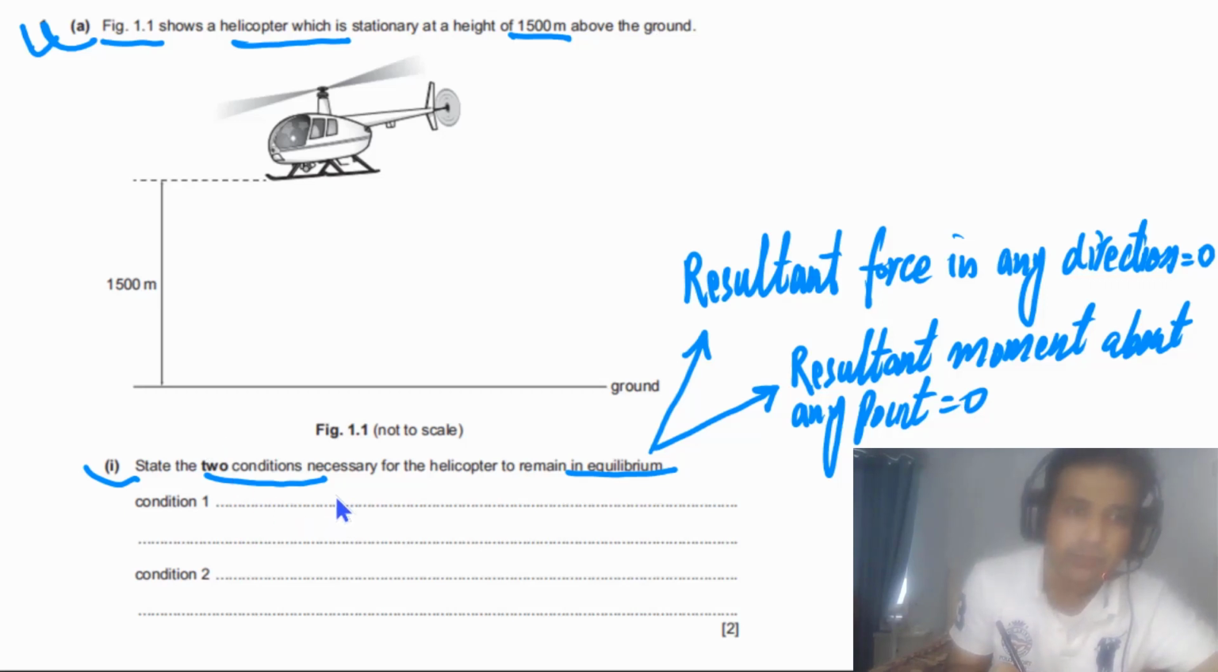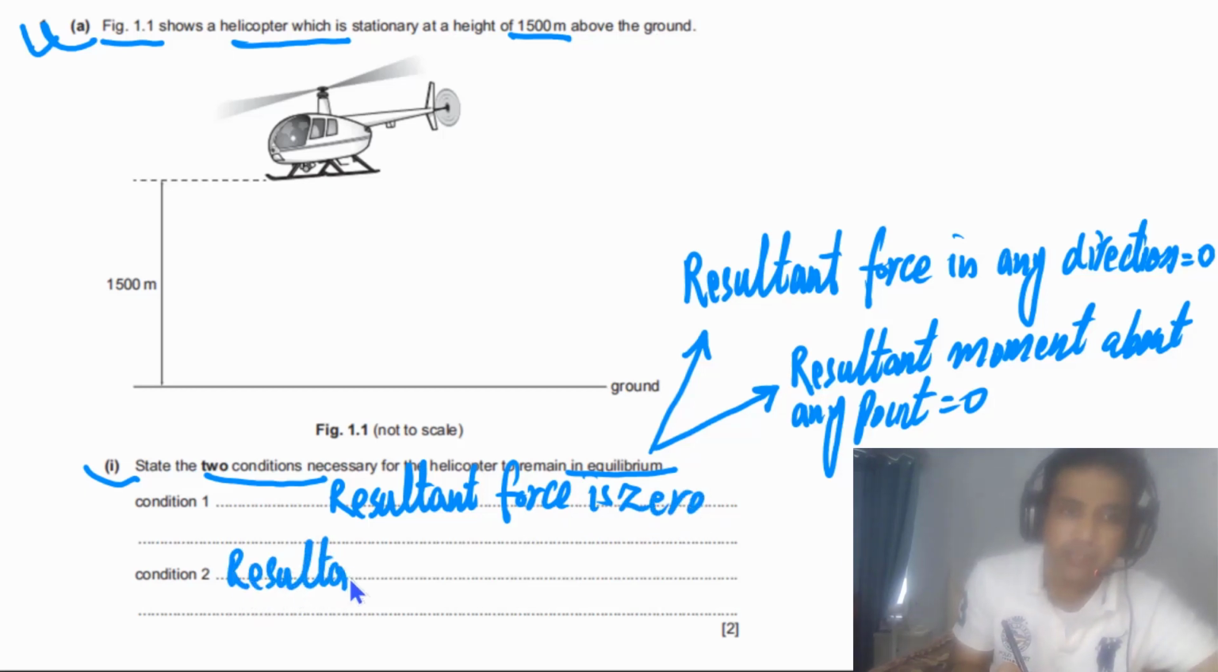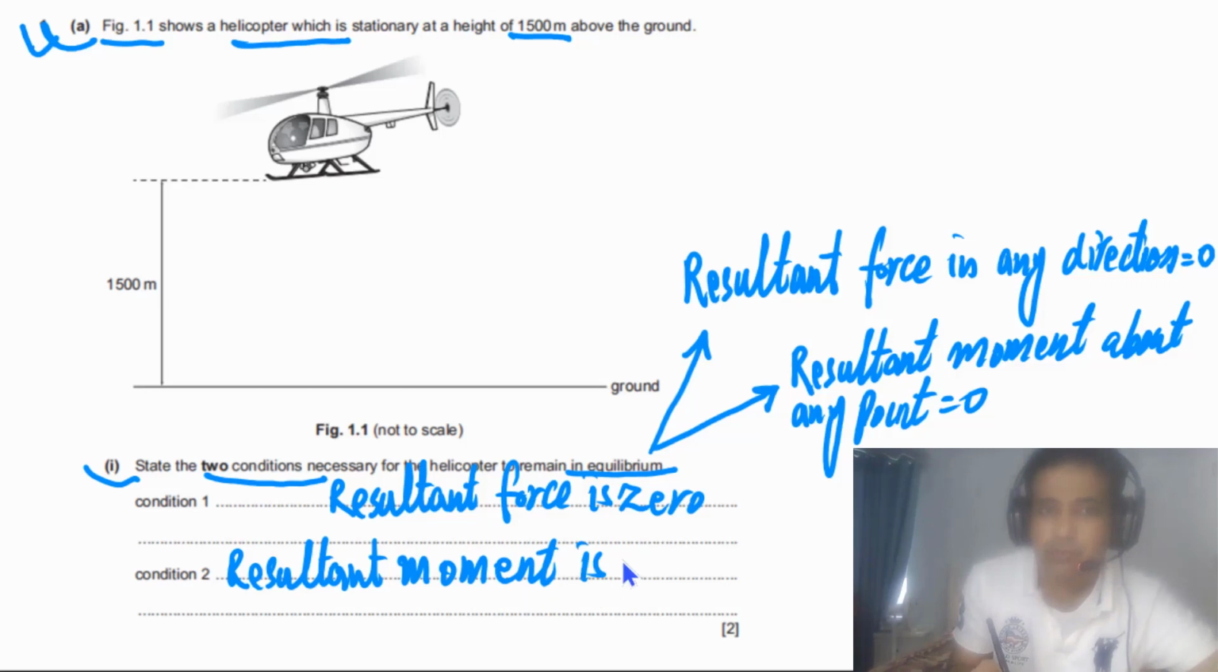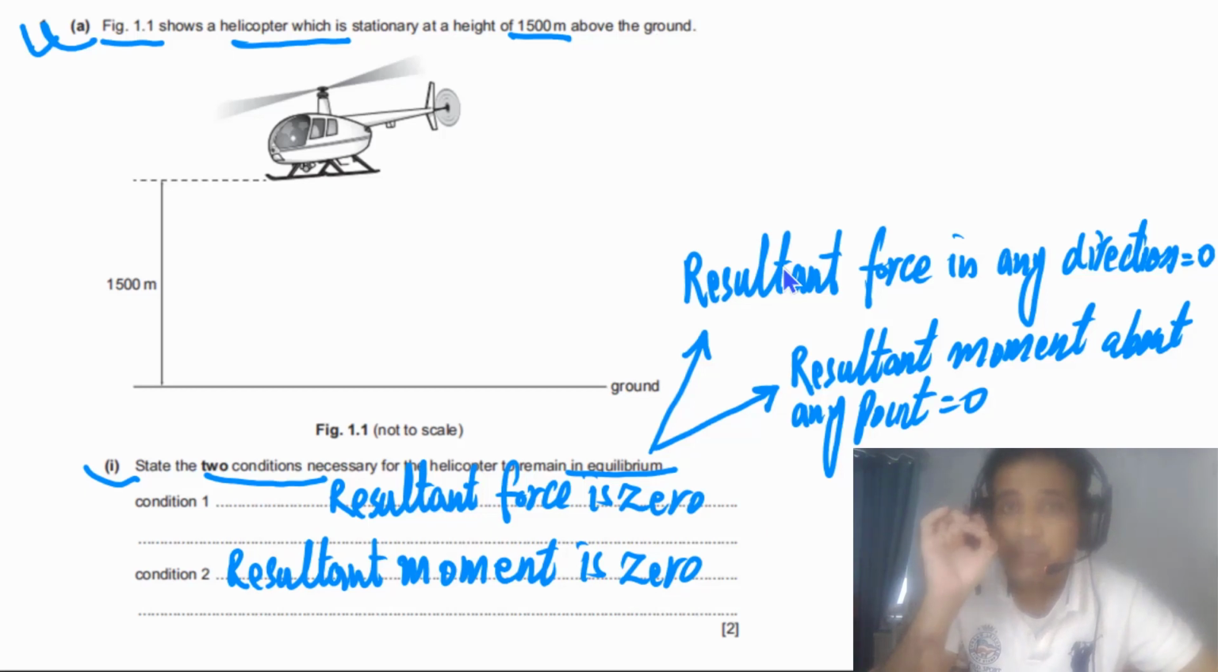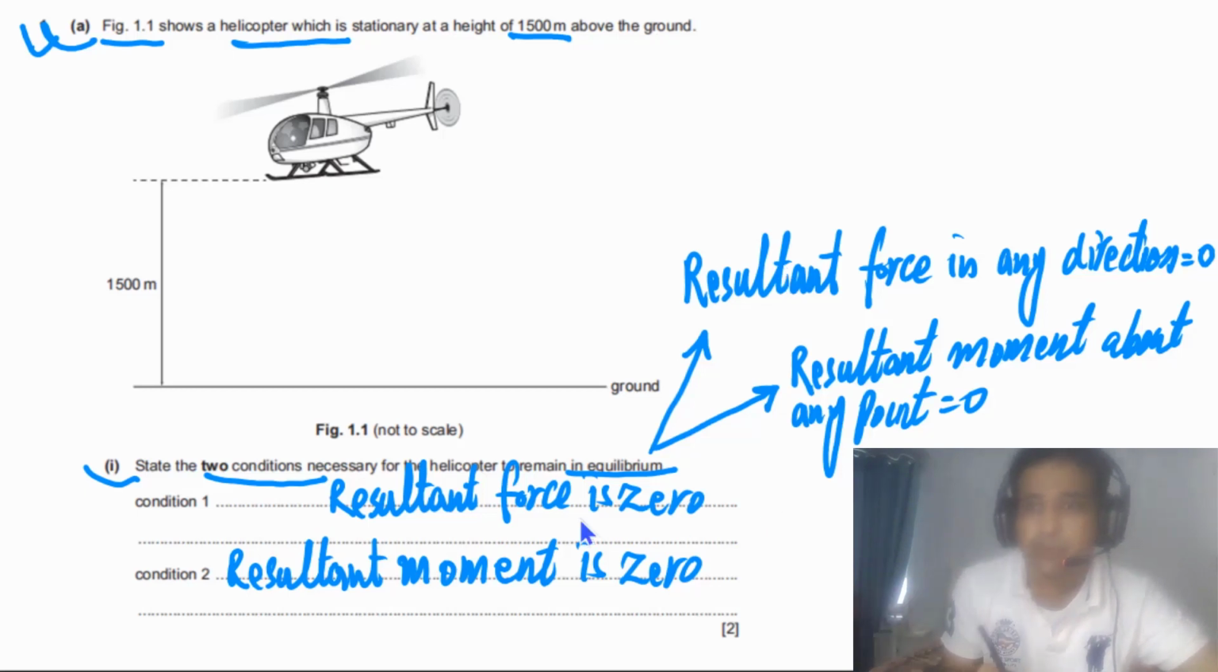If you want to write it down here, simply you can say resultant force is equal to 0 at IGCSE level. If you simply write down resultant force is 0, 1 point, you can say resultant moment is 0, you will get 2 points, means you will get 2 marks. But the proper way to state this is resultant force in any direction is equal to 0 and resultant moment about any point is equal to 0. So if you write down these 2 points, you will get 2 marks. The first mark is a B mark, means this has to be in your answer, and this is also a B mark. This has to be in your answer.